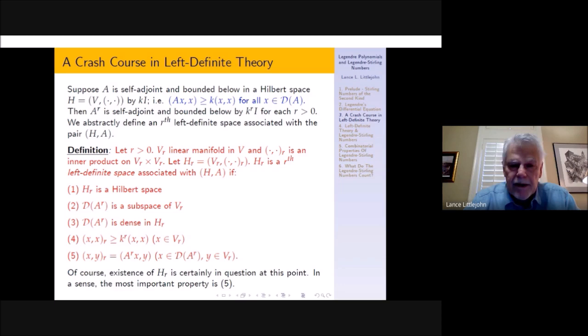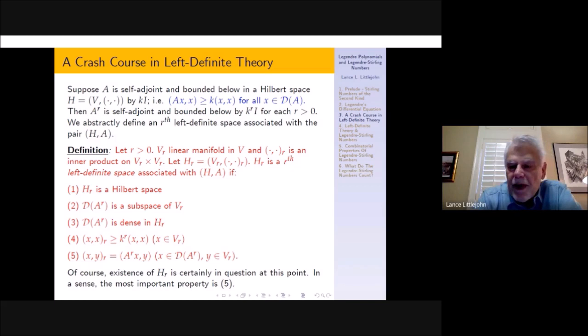Well, by the spectral theorem, if I let R be any positive real number, it doesn't have to be an integer, then A to the power R is self-adjoint, and it's bounded below as well by K to the power R times the identity, okay? So now what I want to do is give you an abstract definition of what I mean by a left definite space associated with the operator A in the Hilbert space H that we start off in.